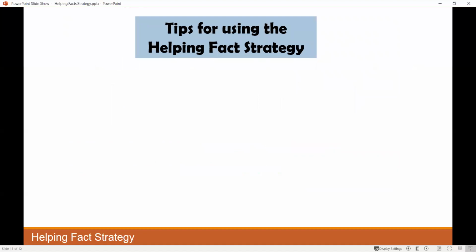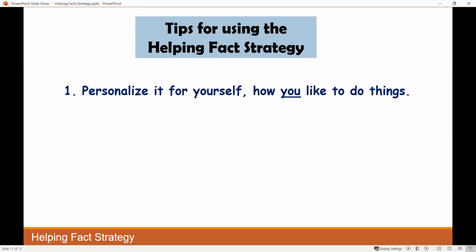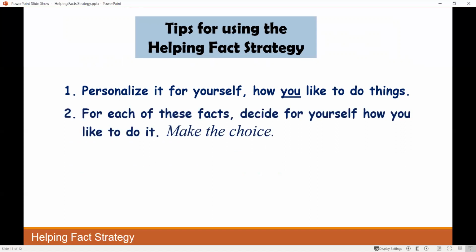A few things to think about, a few tips for the helping fact strategy. First of all, personalize it for yourself. Make it your own. How do you like to do things? Because you have a choice. For each of the facts that you're going to be using the helping fact strategy, decide for yourself what helping fact you want to use. There's more than one way to do it. You make the choice. You decide for yourself.